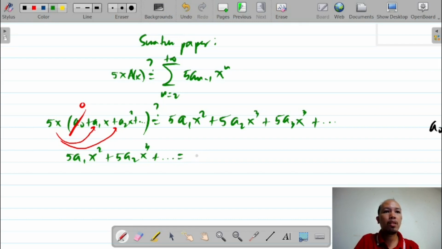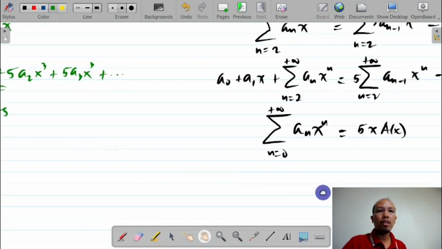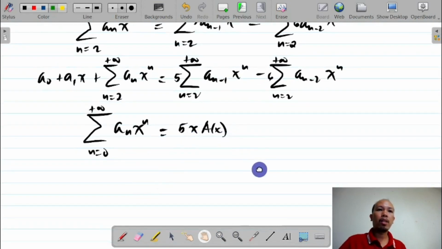Okay, which is equal to the right hand side, this one here. Okay, they are just equal. Just compare. So that's the reason why you have here 5x a of x. The same analogy applies if you are going to expand the second term.